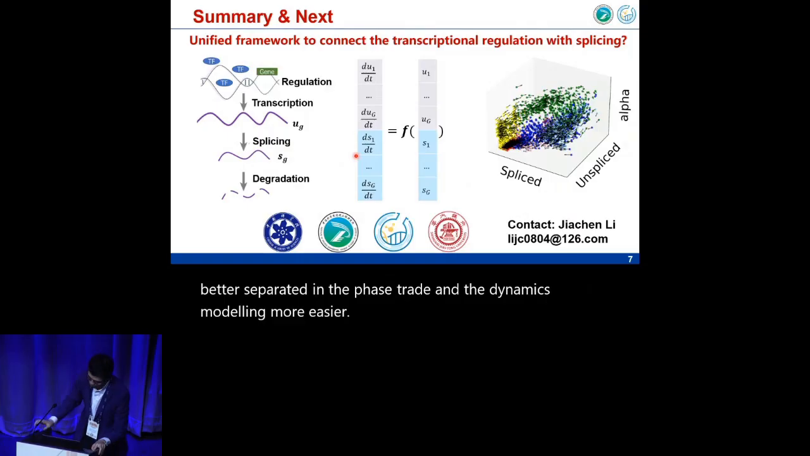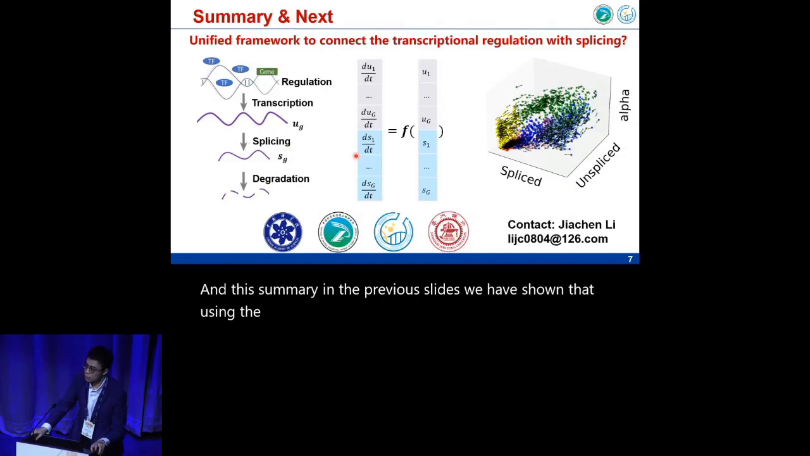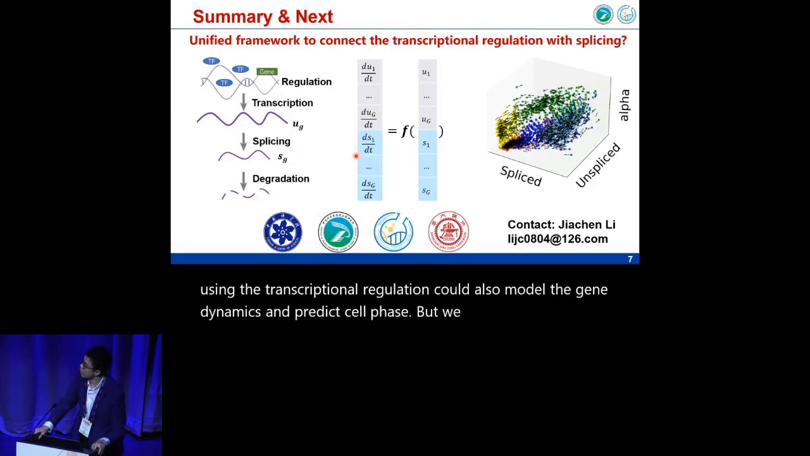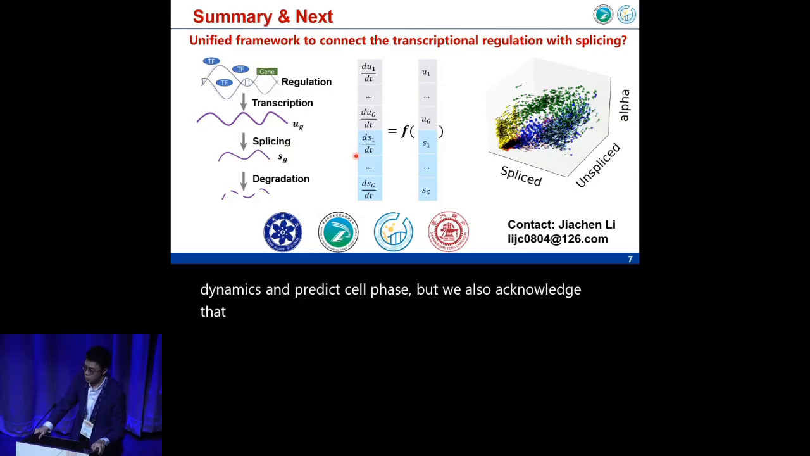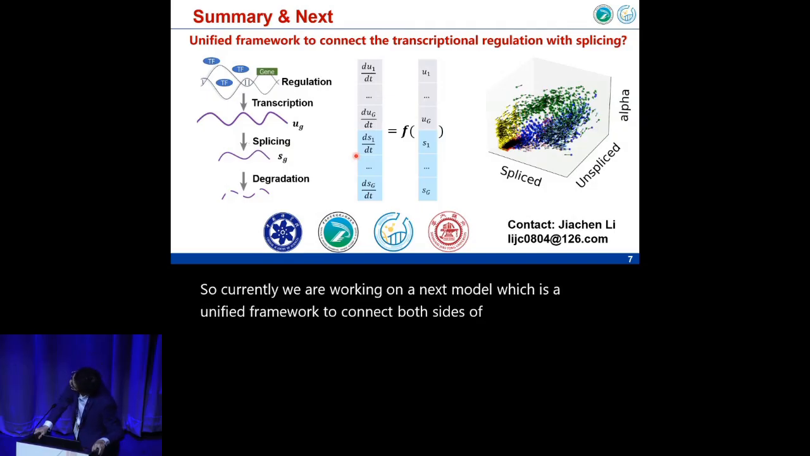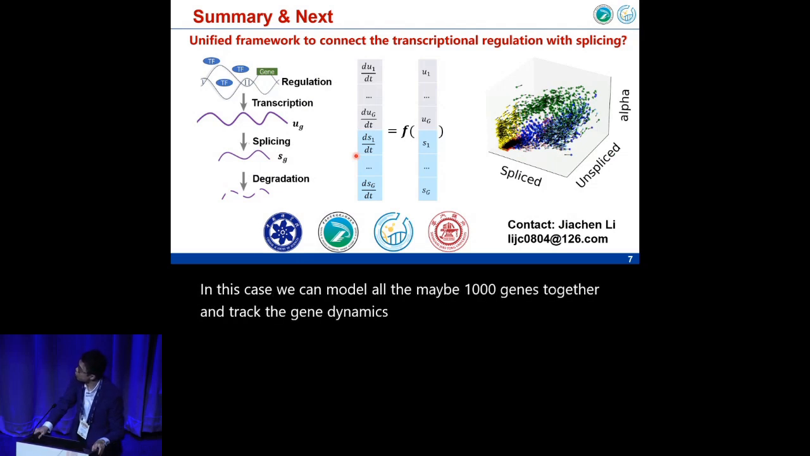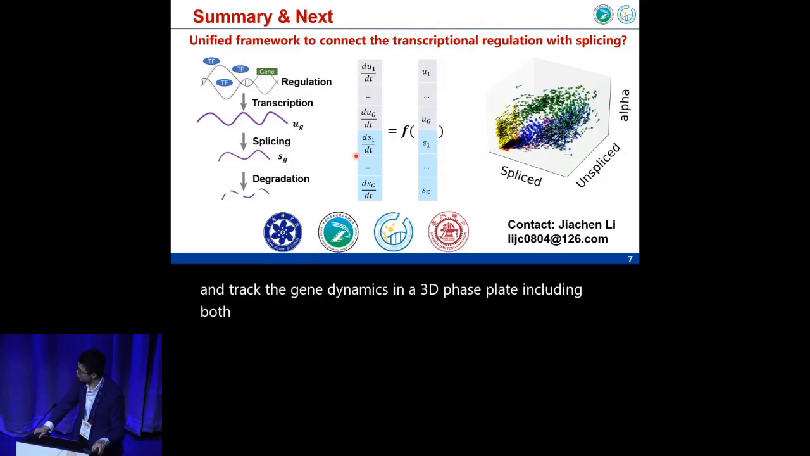And this is a summary. In the previous slides, we have shown that using the transcriptional regulation could also model the gene dynamics and predict cell fate. But we also acknowledge that both regulation and splicing could provide supplementary information. So currently, we are working on a next model, which is a unified framework to connect both sides of them. In this case, we can model maybe all 1,000 genes together and track the gene dynamics in a 3D phase space, including both the regulation and the splicing process.